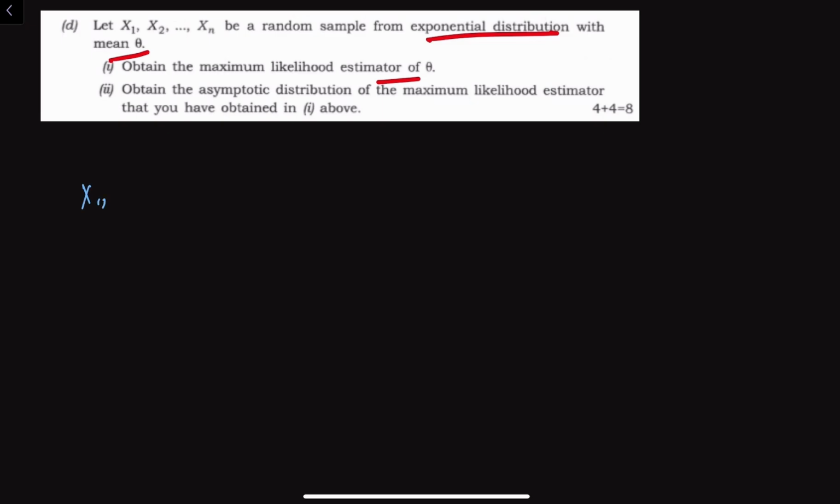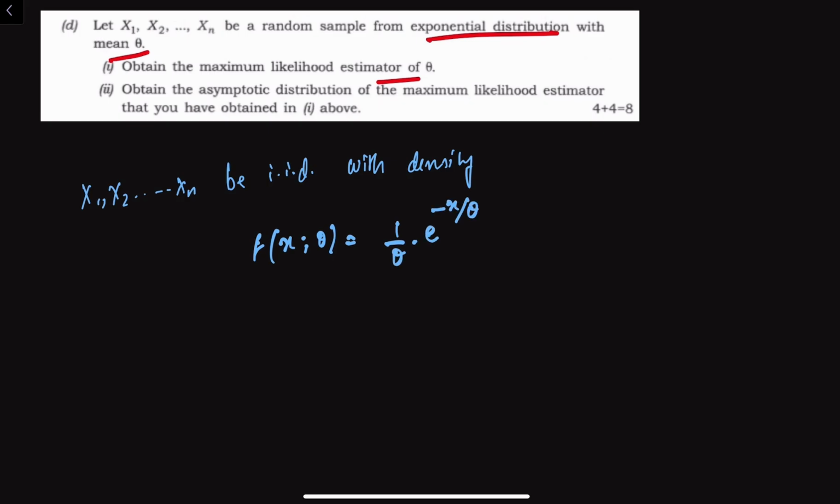So we are having x1, x2, and so on xn, following i.i.d. with the density. The density is in mean parameterization: f of x by theta is 1 by theta into e to the power of minus x by theta, when x is greater than or equal to 0 and theta is greater than 0.